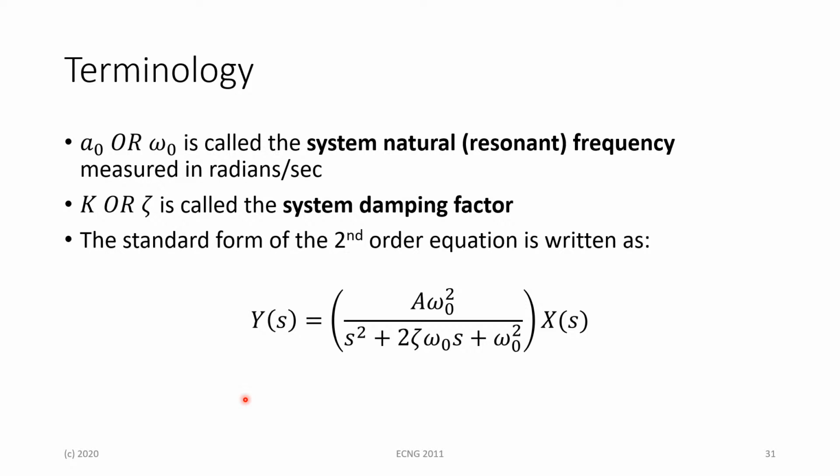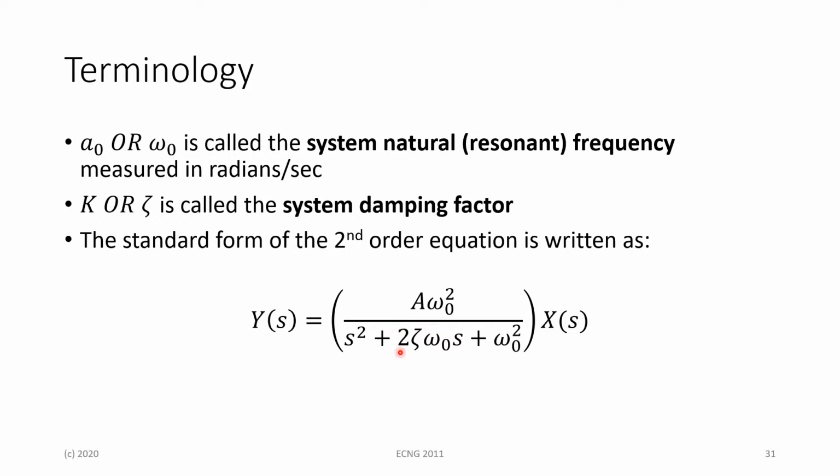So in watching the terminology for a second order system, we watch this with respect to how we can actually map this to physical components. So omega naught here, being our constant component on the denominator as well as being a constant component that could also exist on the numerator, is what we refer to as the system natural frequency or resonant frequency. And the units for this is measured in radians per second.